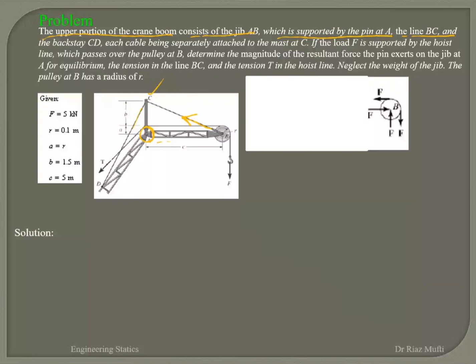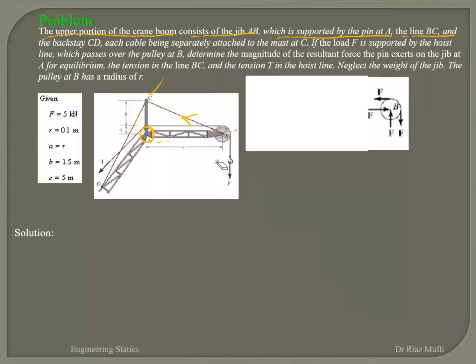If the load F is supported by the hoist line, so that's here, which passes over the pulley B. Oh, I've got a pulley here. That's my pulley B. Determine the magnitude of the resultant force the pin exerts on the jib at A for equilibrium.